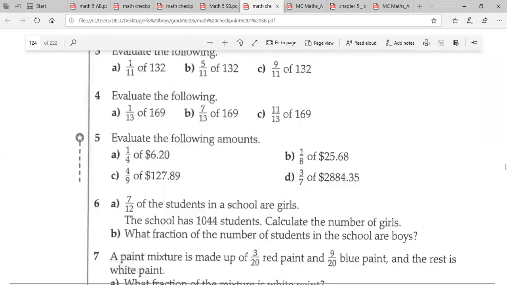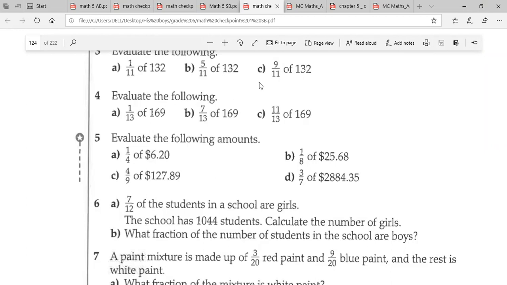Okay, have you read it yet? No problem. Number 5, open page 120, student book, about fraction, decimal, and percentages. Have you read it yet? Five: evaluate the following amount.